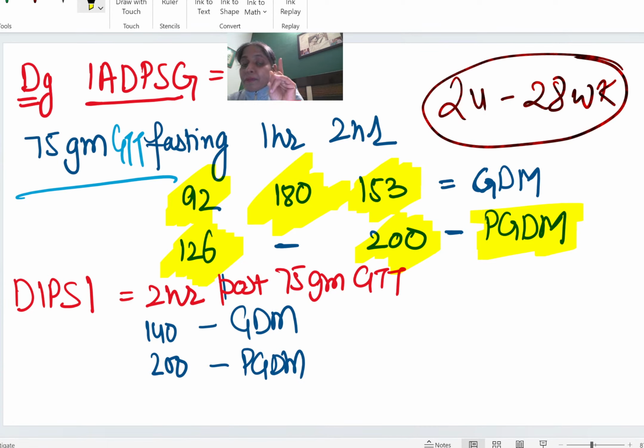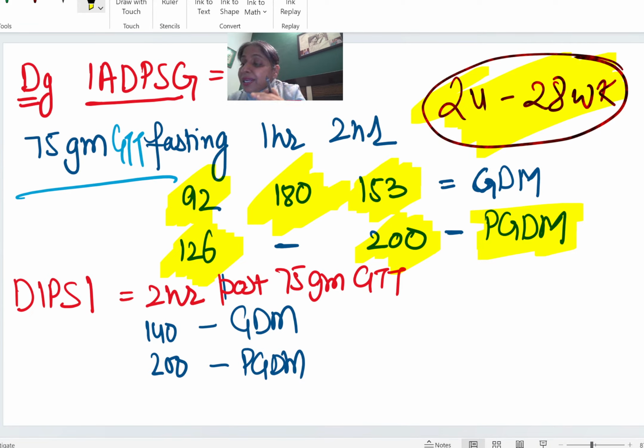Question was asked. What was the question? What is the test we do as per IADPSG? 75 gram glucose tolerance test with values after 2 hours. So we have got three values: fasting, 1 hour, and 2 hour, and it is done at 24 to 28 weeks. What is the test done to diagnose GDM or pre-gestational diabetes mellitus? 75 gram 2 hour glucose tolerance test.